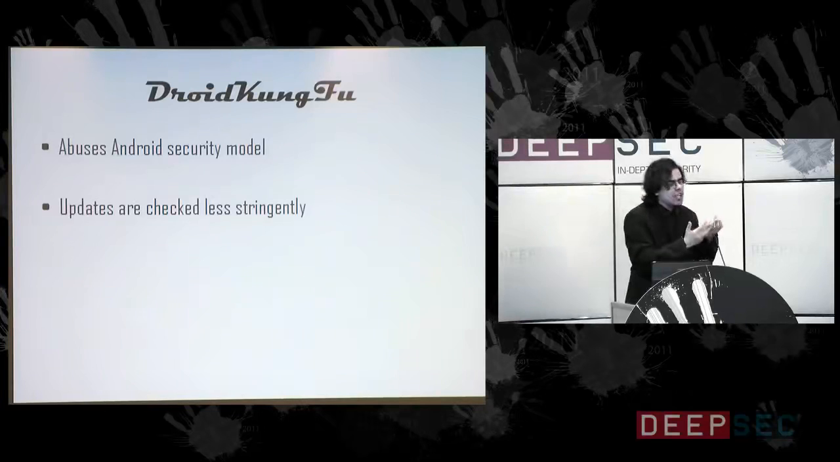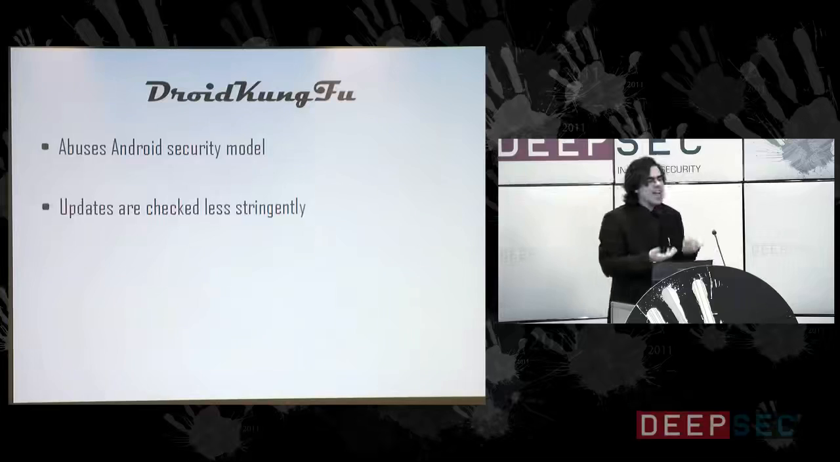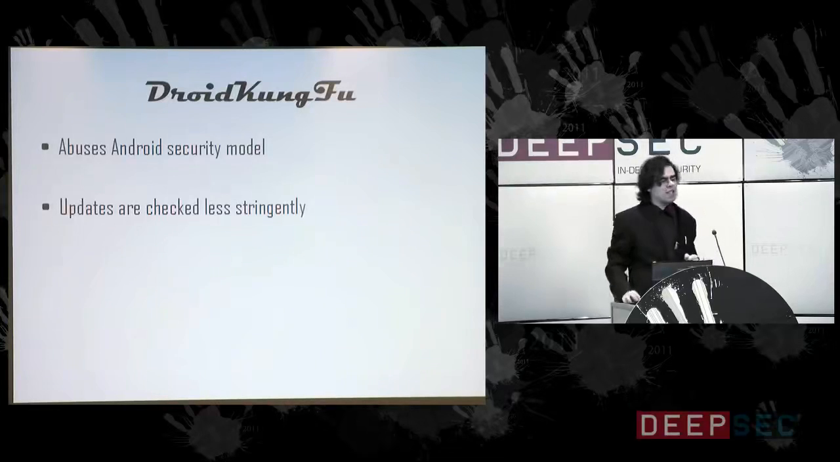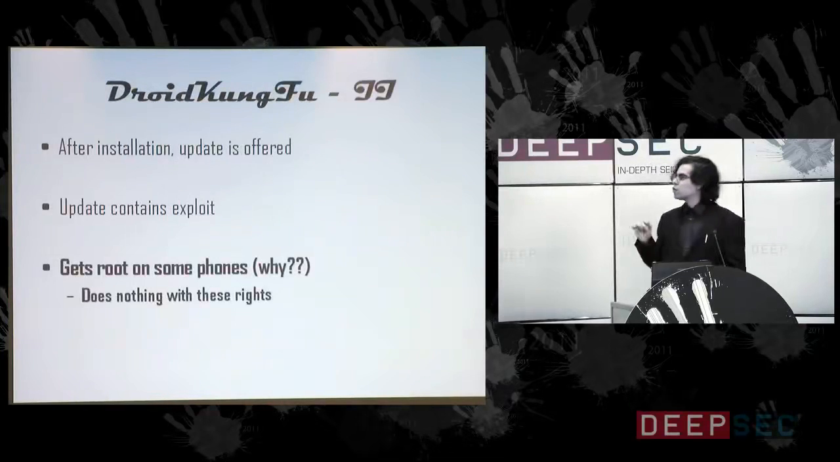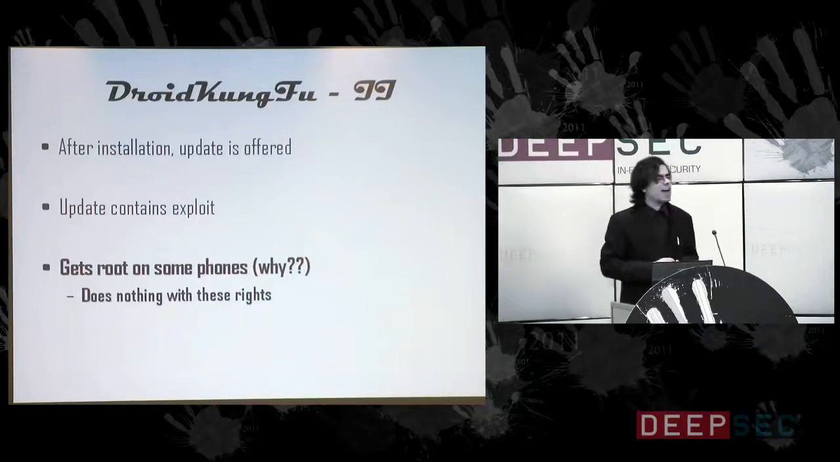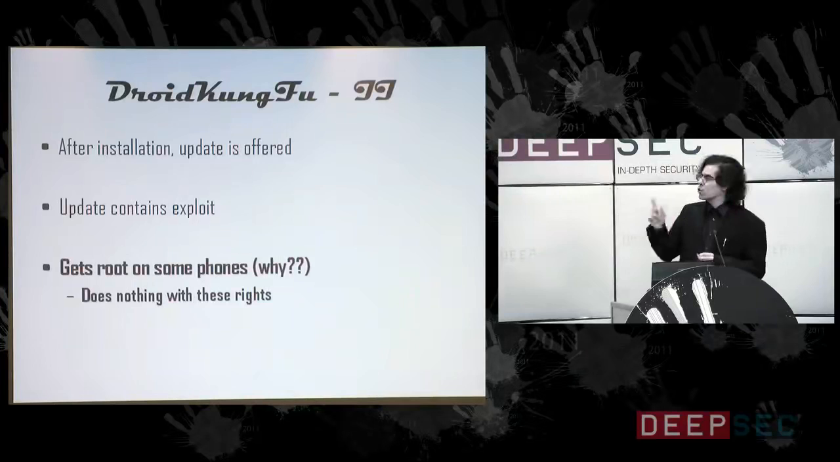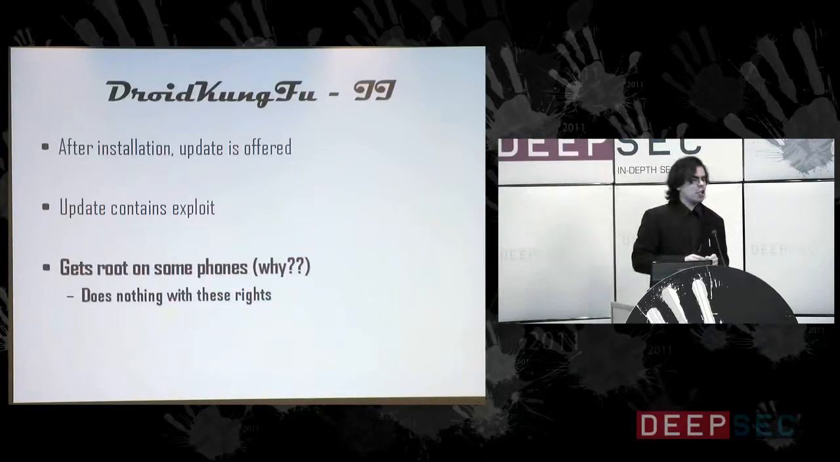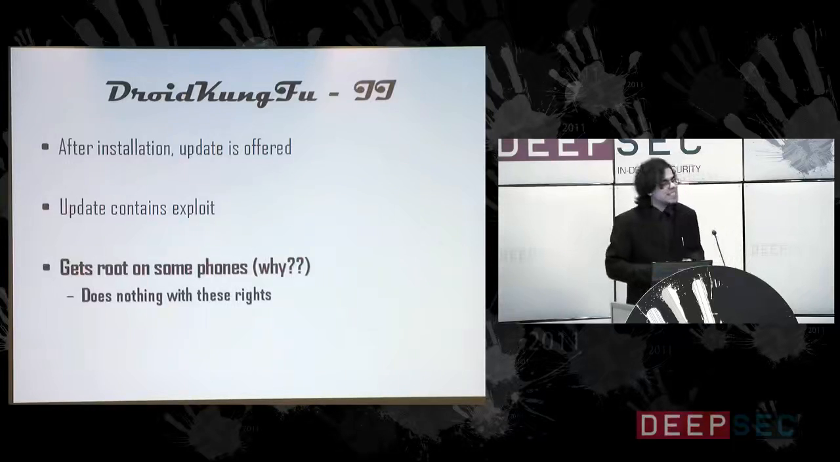You get intentionally an outdated application, which then self-updates itself, and during the update process, you don't get to see the update capabilities. And when Droid Kung Fu is on the phone, it basically starts sending home data. And now there is the funny thing. Droid Kung Fu contains an exploit, which on some phones gets it root rights. But it does nothing with these root rights. So this is probably an unfinished feature, which we will see very soon.